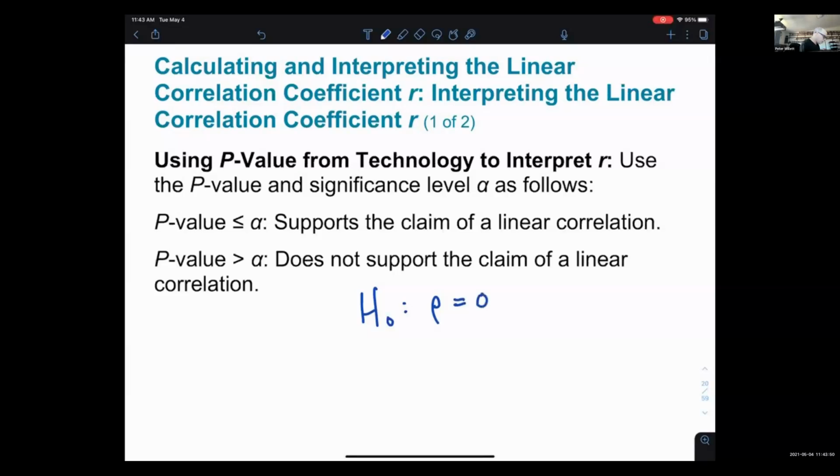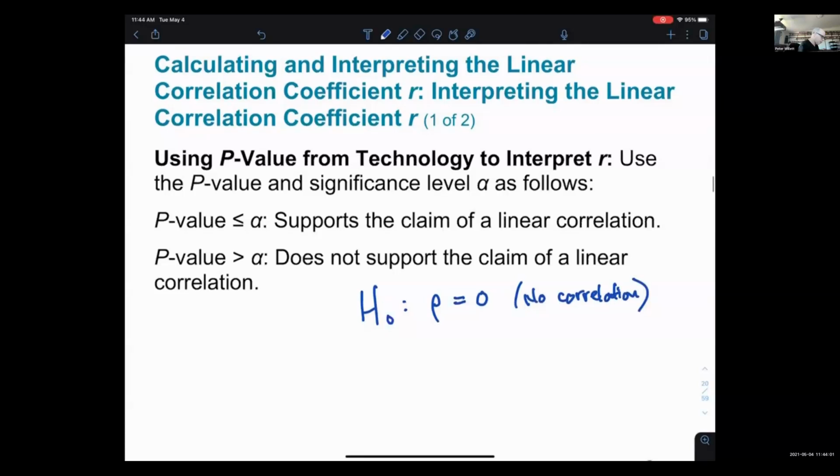And what does that mean? No linear correlation. I'm going to put that in actually. So remember, if R is close to 0 or rho is close to 0, that's saying there's no linear correlation, that if there's any relationship between the data, it's not close to a line at all.